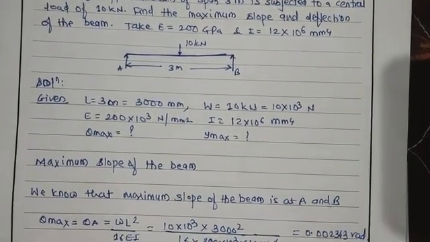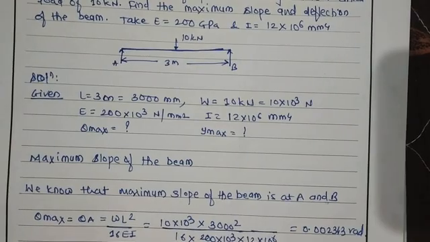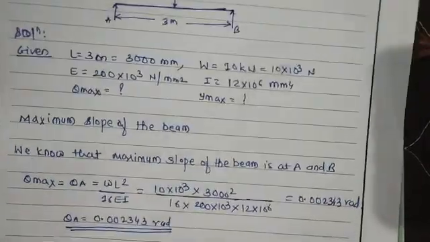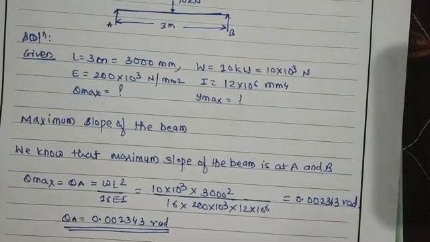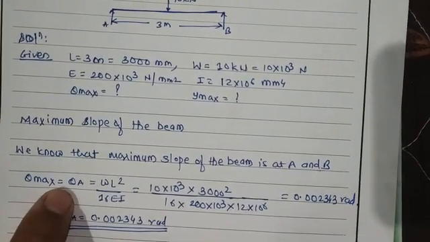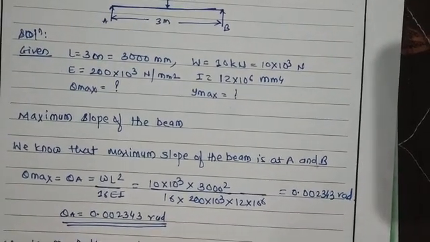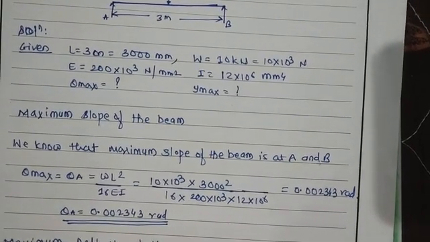We have already seen the simply supported beam with point load at the center, so we already know the formula. The maximum slope of the beam is at A and B. That is, theta max is equal to theta A, and the formula is W into L square divided by 16 EI.